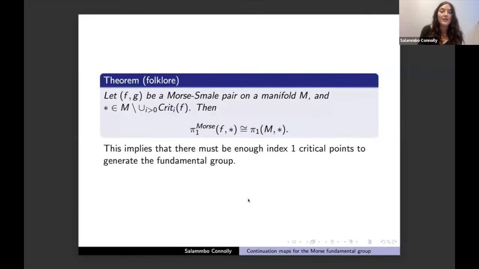If you have a Morse-Smale function on a manifold M, then the Morse fundamental group is isomorphic to the usual fundamental group of the manifold. That can give you, for example, a lower bound on the number of critical points of index 1 that you need, which in some cases can be better than the lower bound that you get from homology.